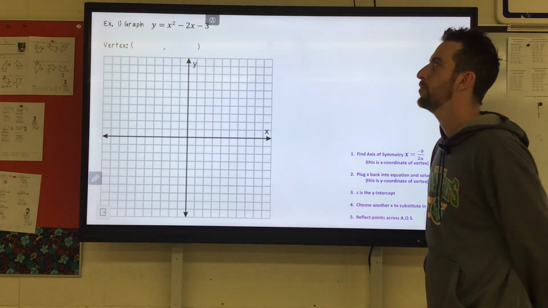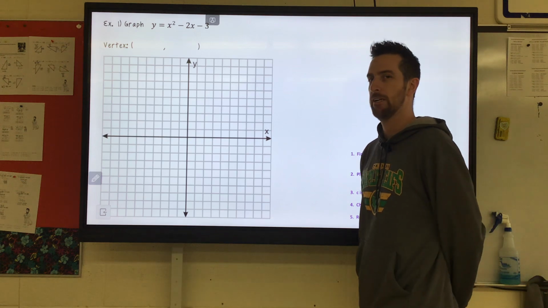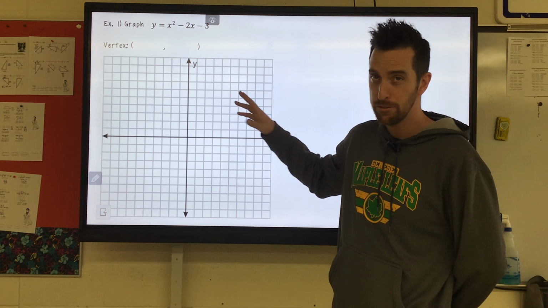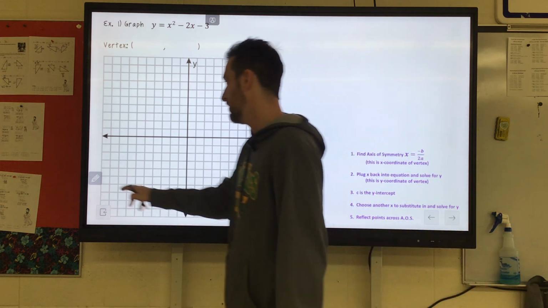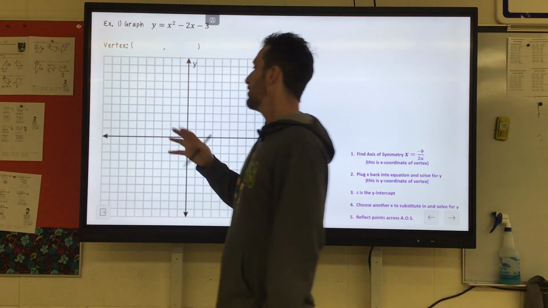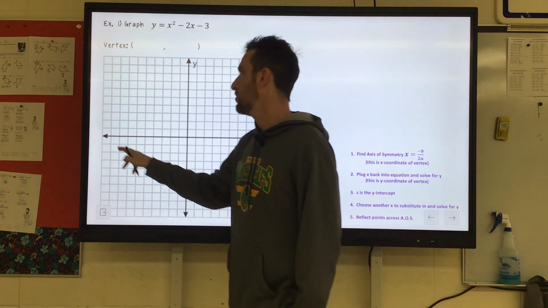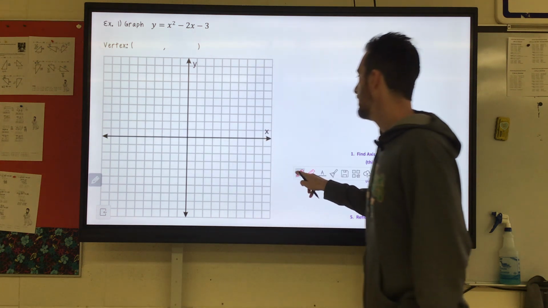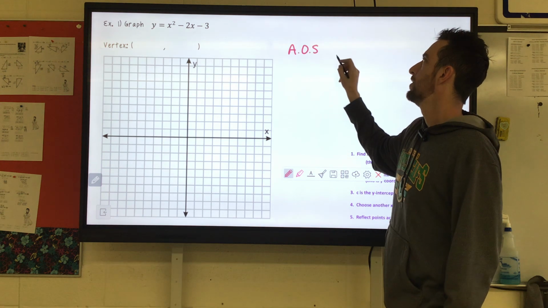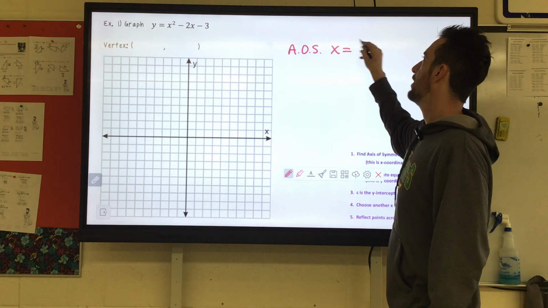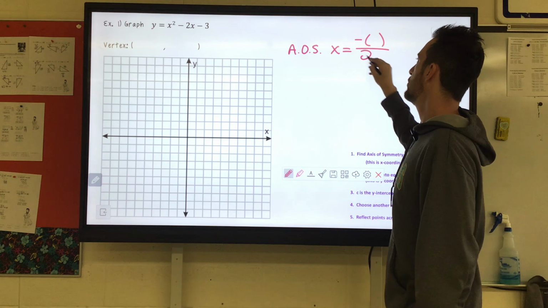Here we go. y equals x squared minus 2x minus 3. Now this is factorable, you could get it into intercept form, but we're doing everything in standard form today. So first thing we're going to find is that axis of symmetry. I'm going to abbreviate it AOS. And we'll say x equals the opposite of b over 2a.